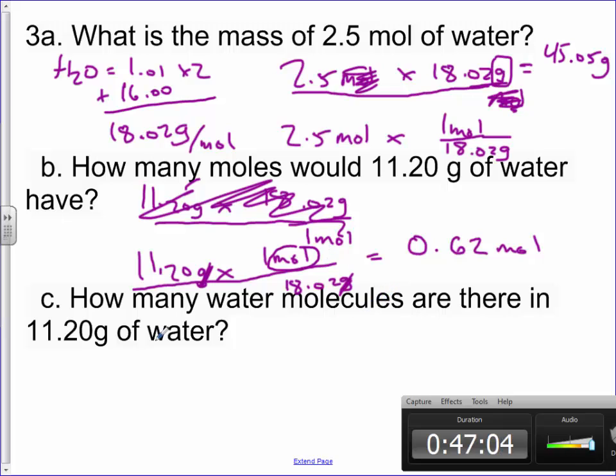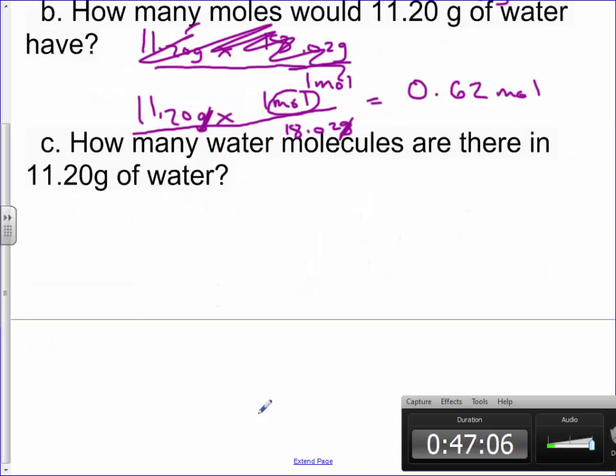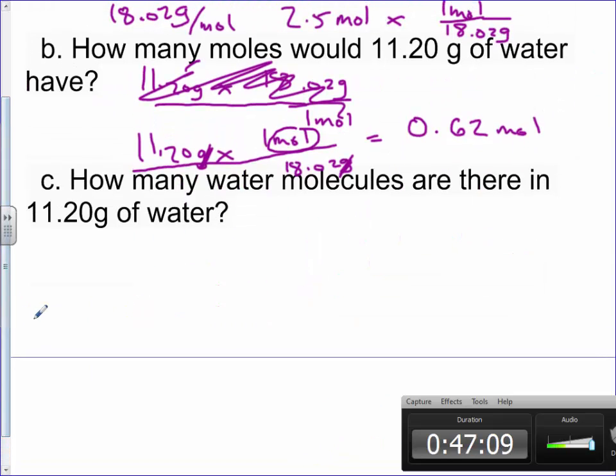Okay, one last example, then we'll take a break. How many molecules would there be? Well, we just discovered that 11.20 grams equals 0.62 moles. How many molecules or atoms are in a mole? 6 kabillion pajillion molecules. So if I wanted to figure out how many molecules there would be, I could write it like this.